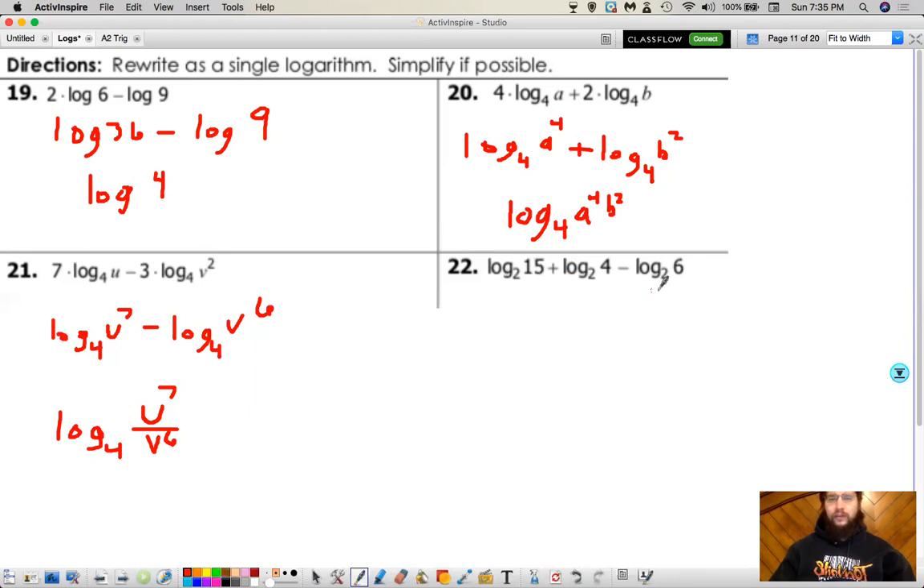All right, here we go. We have no more powers to worry about up front. They're all nice numbers, so we can just do log base 2. I'll write it out, but you don't have to. 15 times 4, and then we're going to divide by 6. If it's positive, it's in the numerator. If it's negative, it's in the denominator. That's 60 over 6, which is 10.